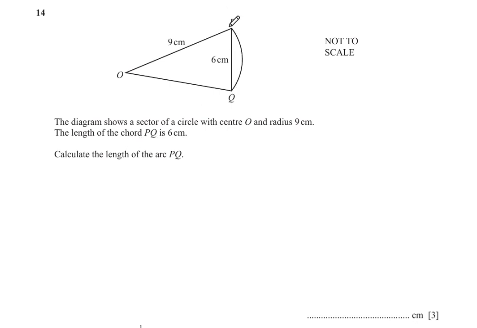So the chord length is given as 6 centimeters. Calculate the length of the arc PQ. So we have to find the arc length here. We have the formula for arc length: theta by 360 into 2 pi r.